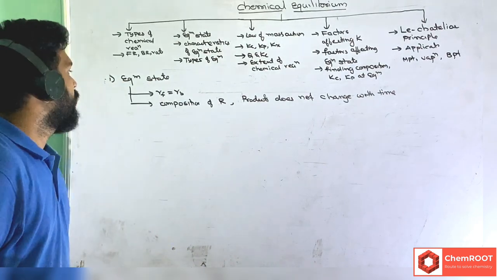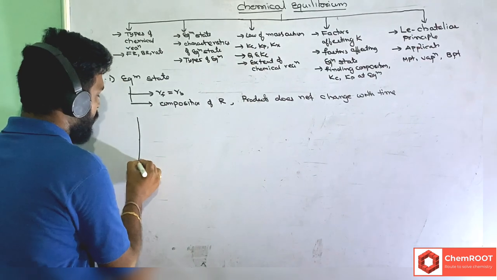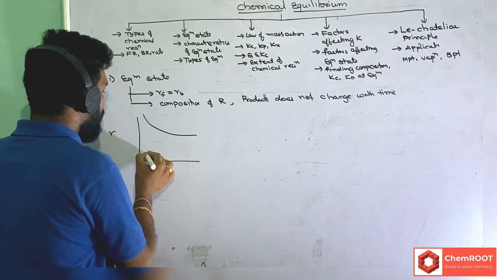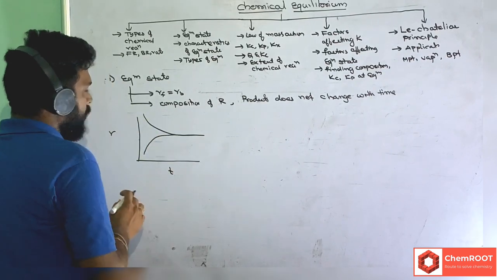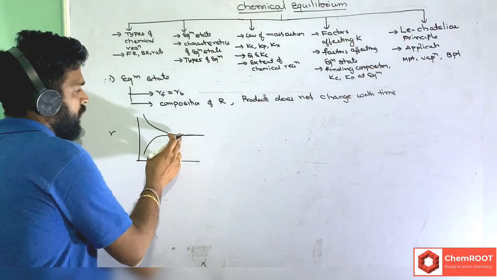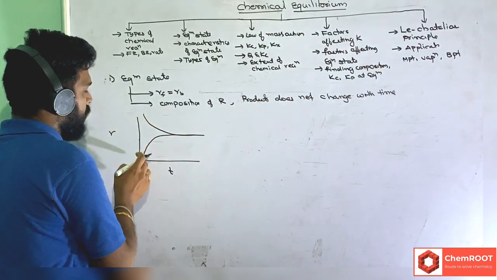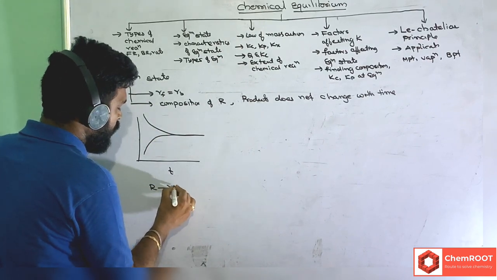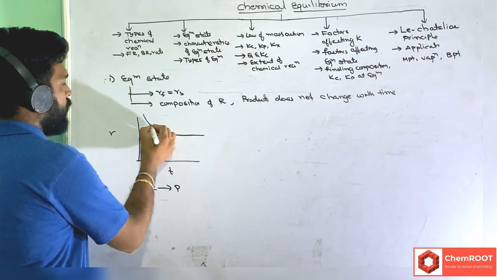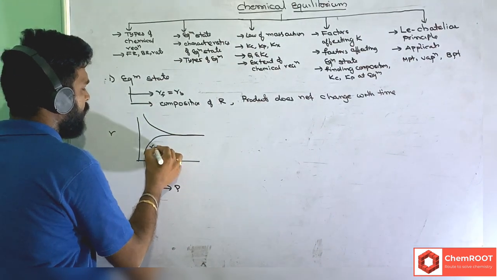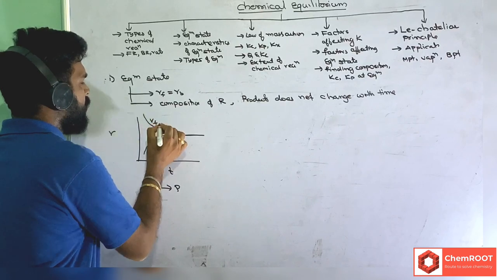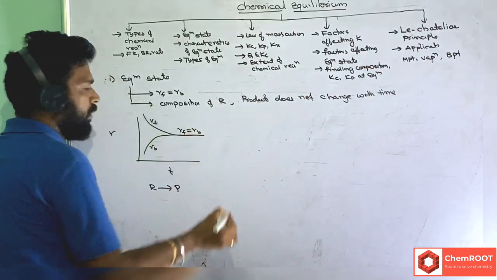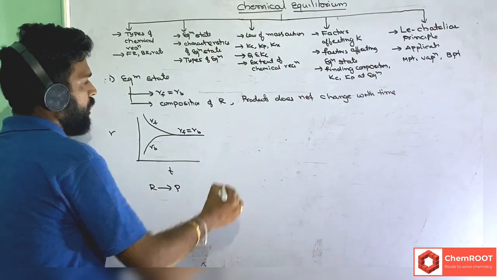So rate of forward reaction equals rate of backward reaction, or composition of the reactants and products does not change with time. Graphically, if you take rate of reaction versus time, the rate of forward reaction is initially high and decreases as reactants are converted into products, while the rate of backward reaction increases, and at a particular point the rate of forward reaction equals the rate of backward reaction. That point we call the equilibrium state.